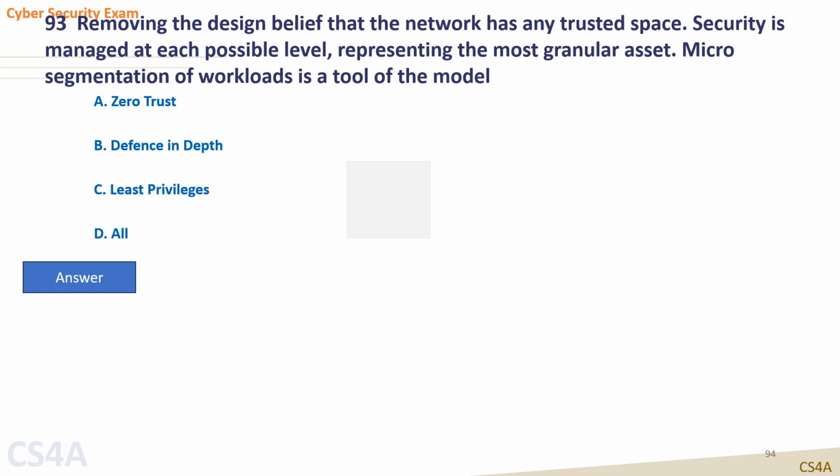So here the question is: removing the design belief that the network has any trusted space, security is managed at each possible level, representing the most granular asset. Microsegmentation of workload is a tool of that model. So here the keyword is microsegmentation and trust space. So clearly the answer is A. Zero trust is the answer.